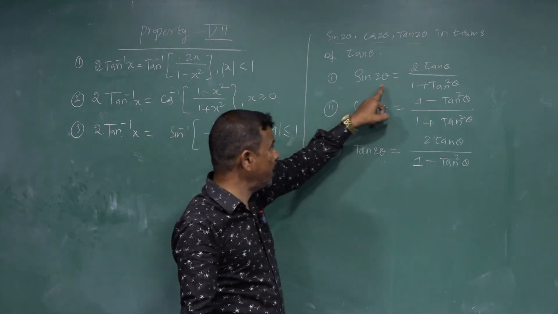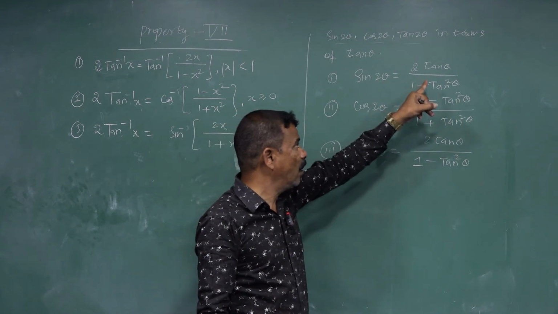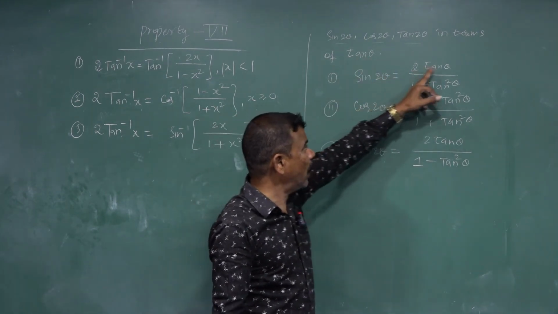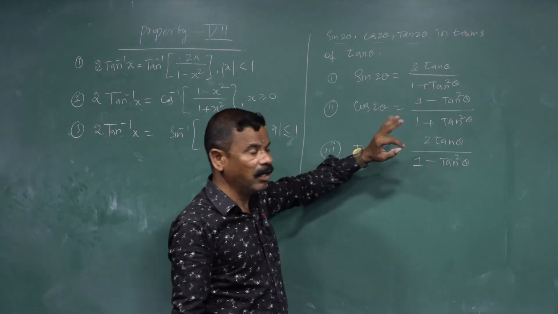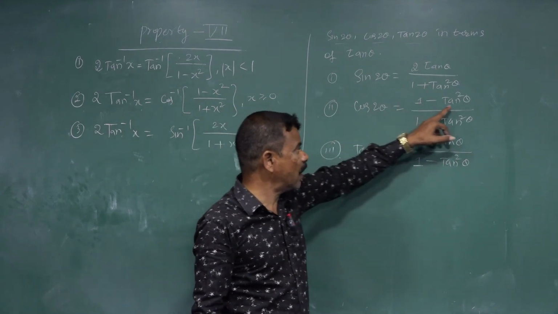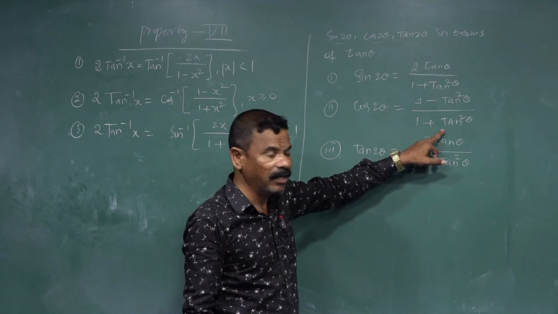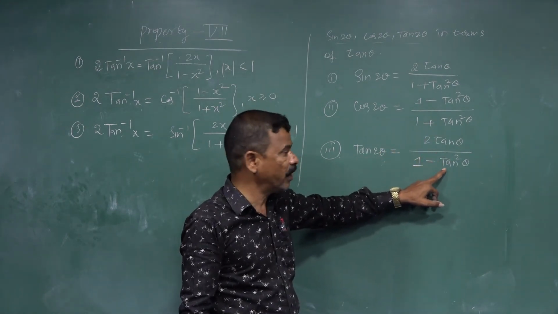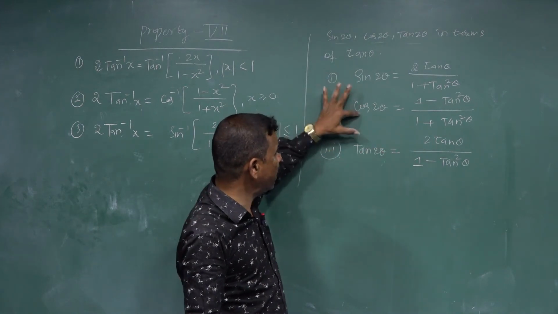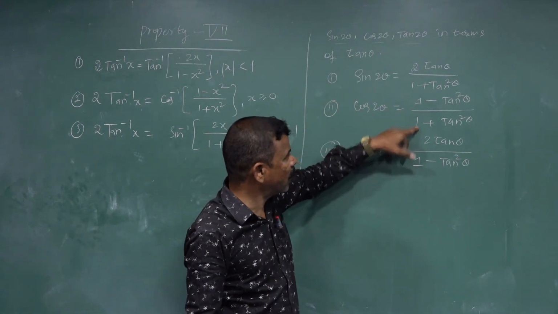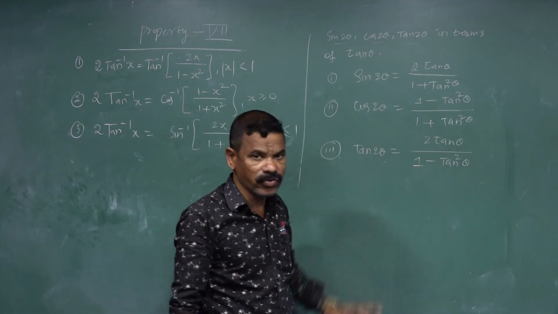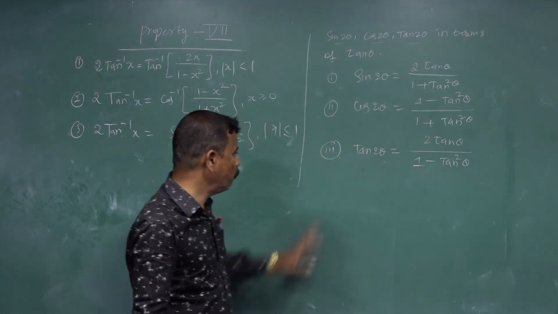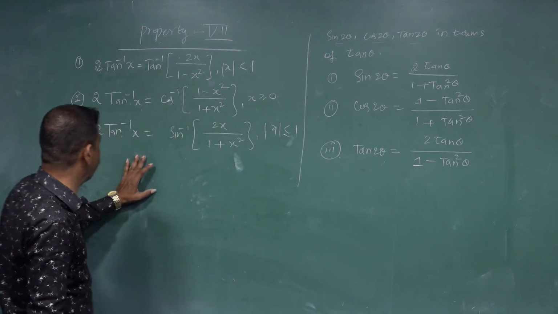That's why sin 2 theta in terms of only tan theta: sin 2 theta is 2 tan theta by 1 plus tan square theta. Cos 2 theta is 1 minus tan square theta by 1 plus tan square theta. Tan 2 theta is 2 tan theta by 1 minus tan square theta. So sin by cos, 1 plus tan square cancelled, 2 tan theta by 1 minus tan square theta is coming. So these are the previous formulas. From these we prove these formulas.